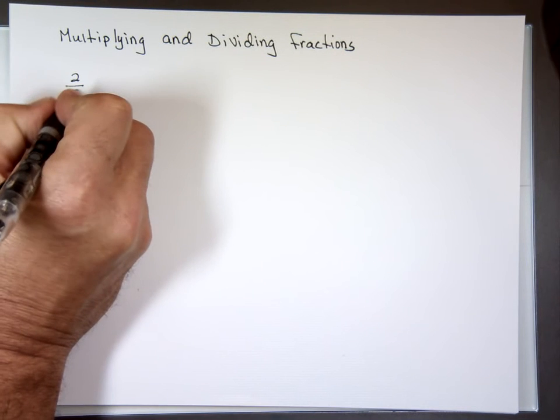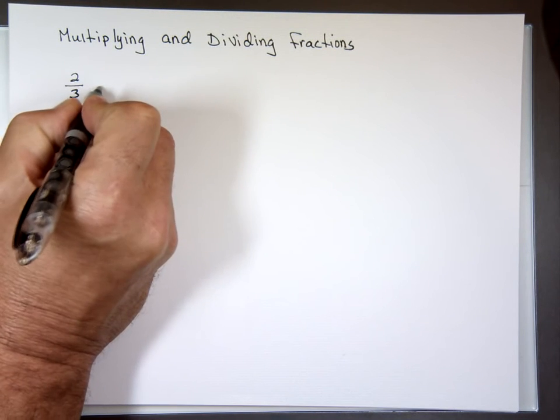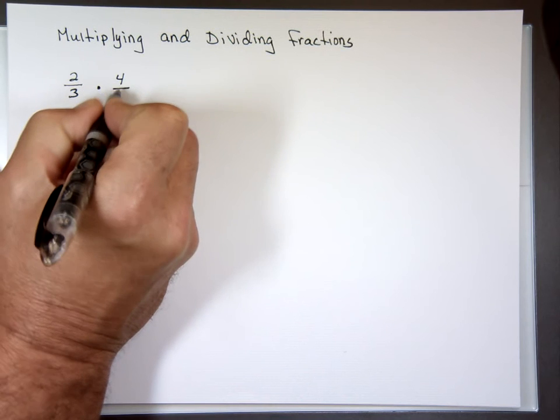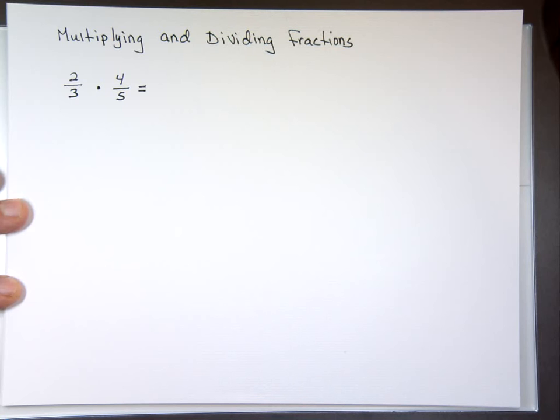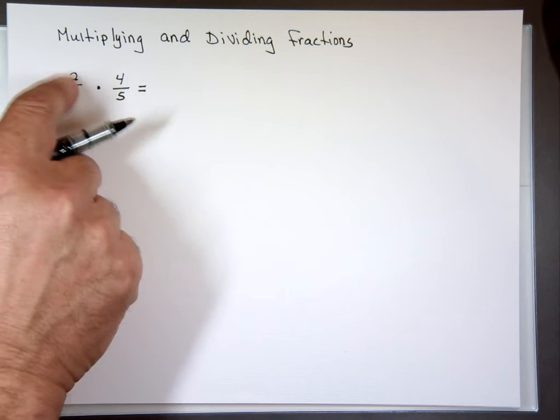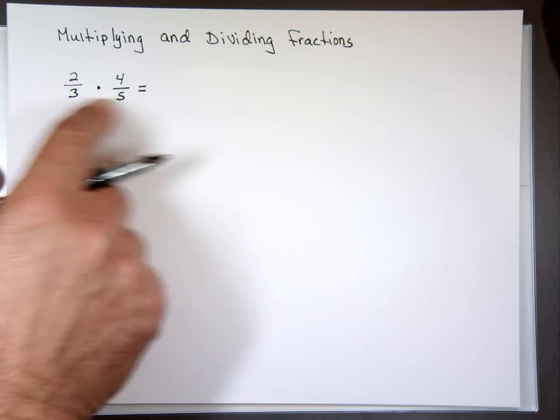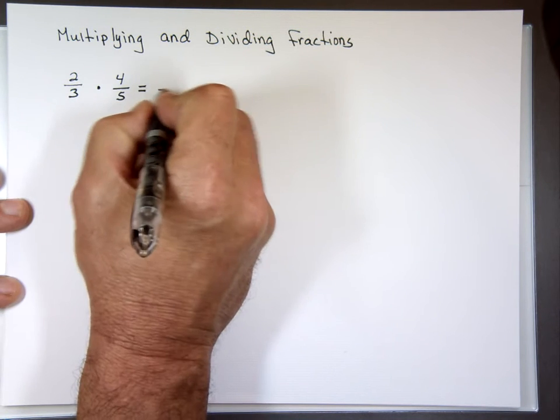So we have 2/3 times 4/5. How do we multiply that? Here's the good news. For multiplications, there is no LCD. We don't find the LCD. No, we just multiply the top times the top, the bottom times the bottom. So you make it one fraction.